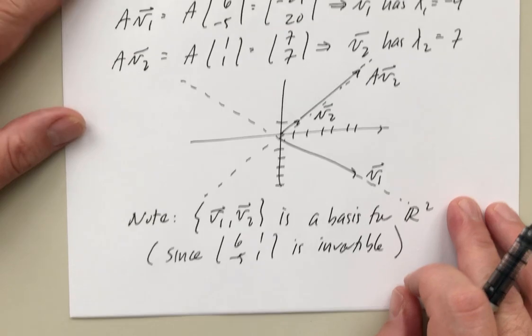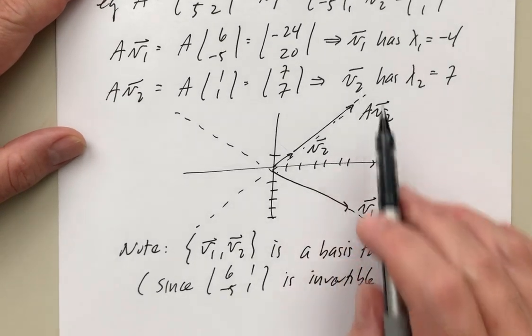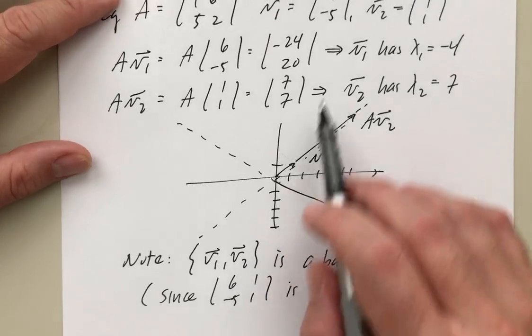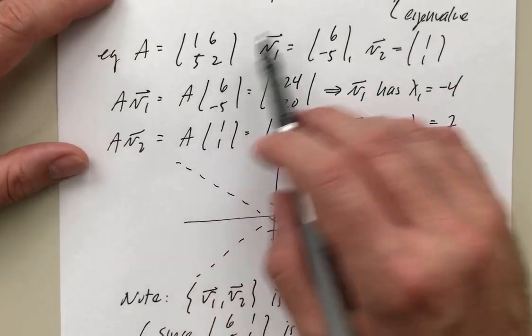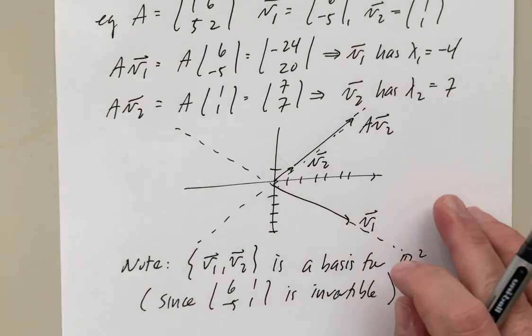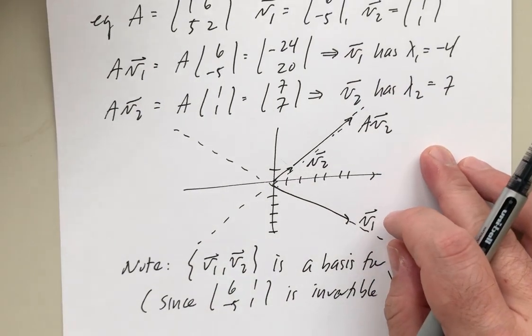This will be a theme going forward, that we have a basis for R2 where the vectors are actually eigenvectors for a given matrix. That's going to be a really important construction for us in the following weeks. This is just an example of that now, but we'll return to that later.